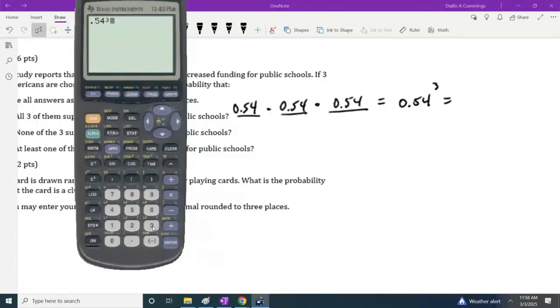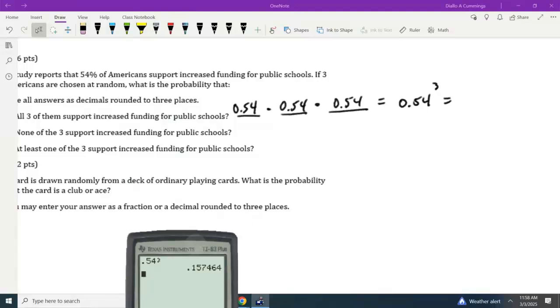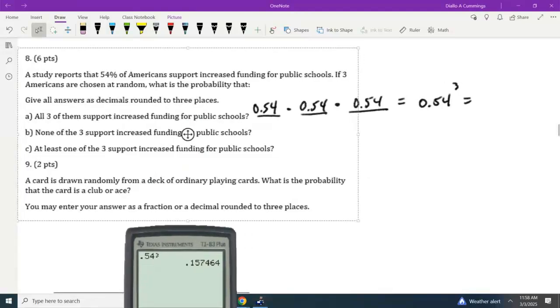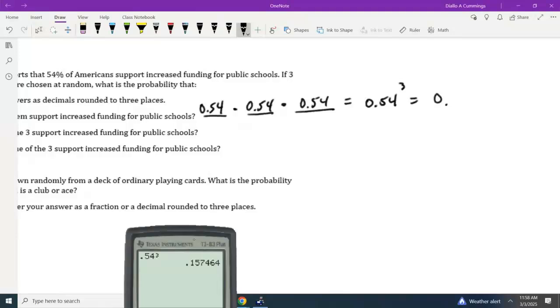0.54. There is a cube key in here, but you have to dig through this little math menu, and it's hiding right here. There's no fourth or fifth power, so I'm just going to use that quick cube key. Round to 3 decimal places, 0.157. A 15.7% probability.